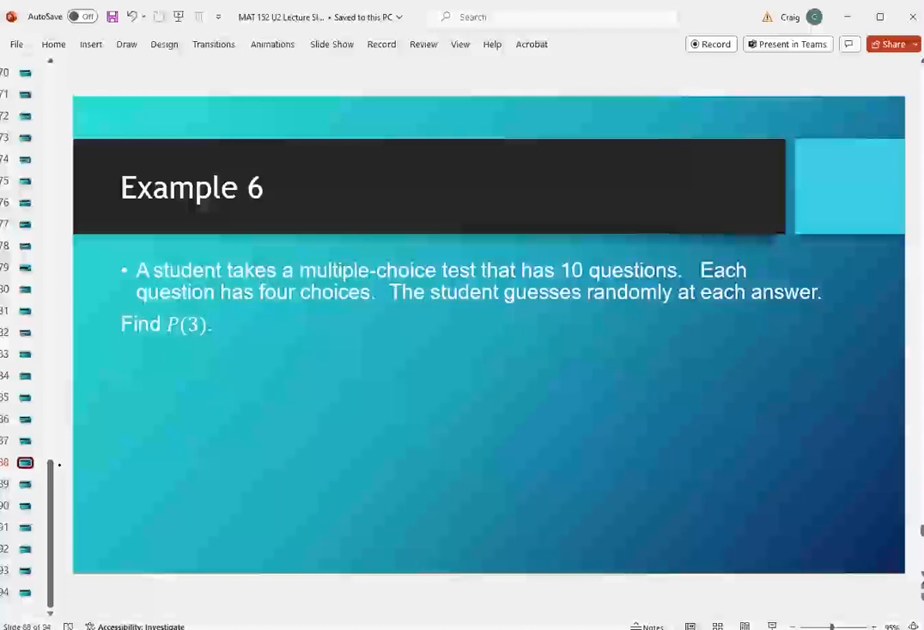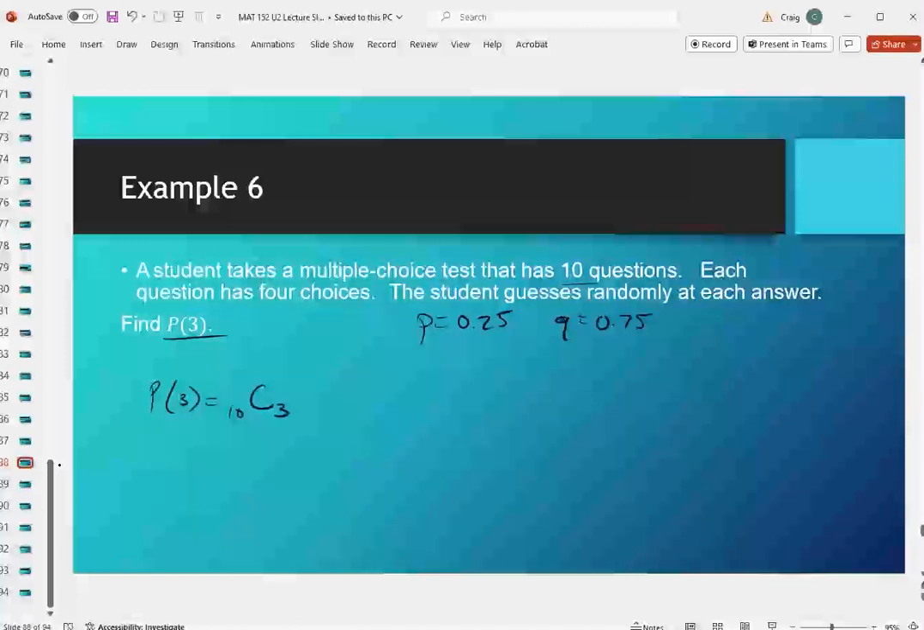Okay, so that means the probability of success is 0.25. Okay, the probability of failure, right? And again, I'll just write it as Q here, 0.75. There are 10 questions. What's the probability that the student guesses 3 out of the 10 right? Right? There are 3 successes.